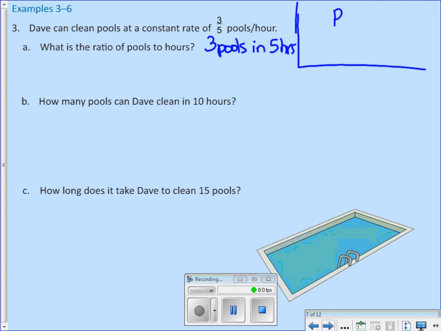So if we're looking at pools per hour, 3 pools per 5 hours. That's what that means. So now how would I write that as a ratio of pools to hours? You should be highlighting these keywords in your notes. What is our pools per hour? What is the ratio? Yeah, a ratio is 3 to 5. That's it. We already did that in the key.